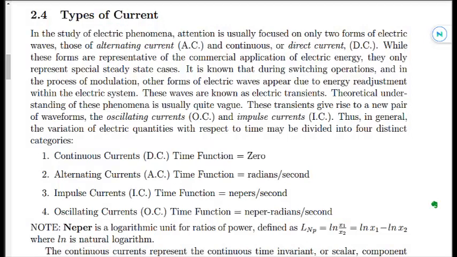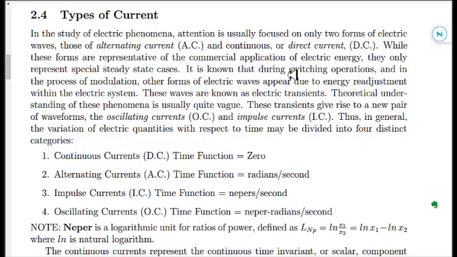So what I'm going to do next is read this section of the paper, which is not very big, and then I'm going to show you how I apply what Eric Dollard is saying to the principle of incommensurability. In the study of electric phenomena, attention is usually focused on only 2 forms of electric waves, those of alternating current, AC, and continuous or direct current, DC. While these forms are representative of commercial application of electric energy, they only represent special steady-state cases.